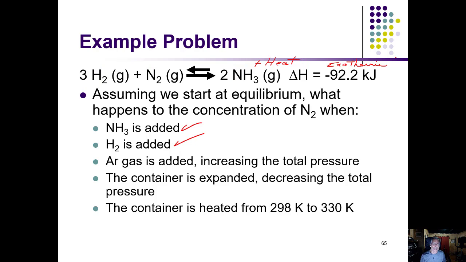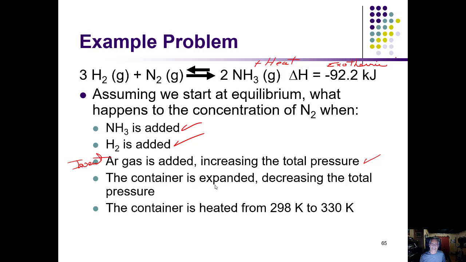Argon gas is added, increasing the total pressure. Now, even though the total pressure is increased, argon is an inert gas. It's not involved anywhere in this particular reaction, and so nothing will happen. The reaction equilibrium will stay exactly the same, the temperature the same, ammonia concentration, nitrogen and hydrogen concentration the same. Inert gases don't change the equilibrium.